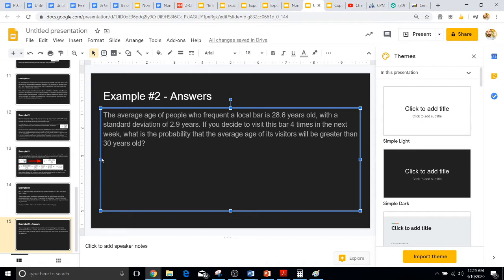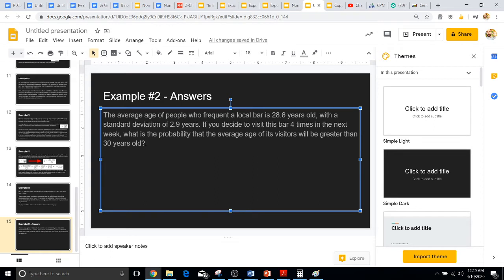So it says the average age of people who frequent the local bar is 28.6 years old with a standard deviation of 2.9 years. If you decide to visit this bar 4 times in the next week, what is the probability that the average age of its visitors will be greater than 30 years old? So the 4 things we need from this are our average, our standard deviation, our n, and then our proposed average, or in other words, our sample average.